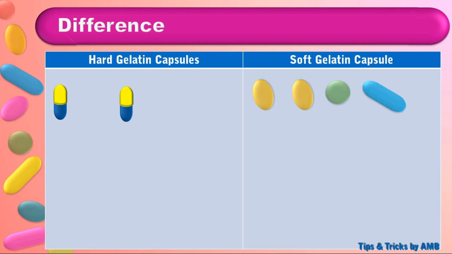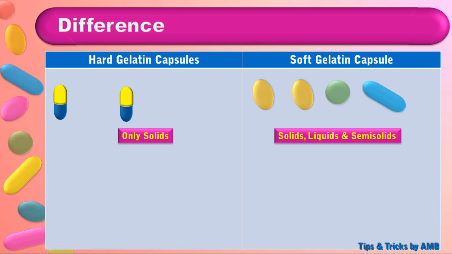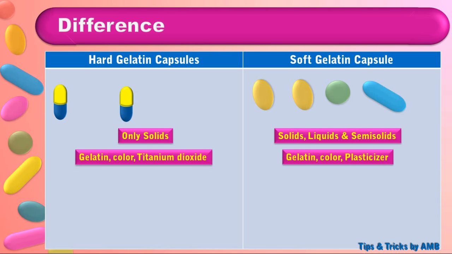The third difference is hard gelatin capsules are used for filling solid medicaments only, like powders and granules, etc., while soft gelatin capsules are used for filling solids, liquids as well as semi-solid substances in it. The next difference is hard gelatin capsule shells are made up of gelatin, color, titanium oxide, while soft gelatin capsule shells are made up of gelatin, color and plasticizers like glycerin and sorbitol.